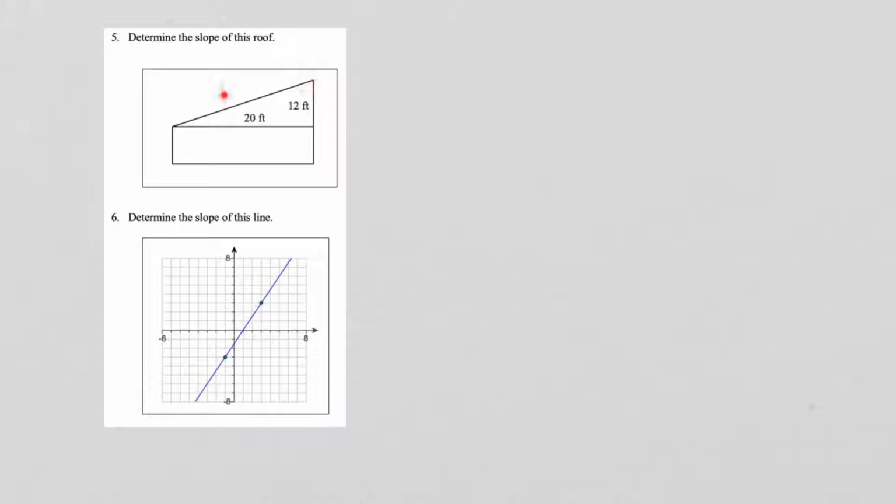Let's get the slope of this roof. Now, one thing we know is that we can write the slope like this. The slope is equal to the rise over the run. That's supposed to be an R. Or you might think of it as the vertical change.